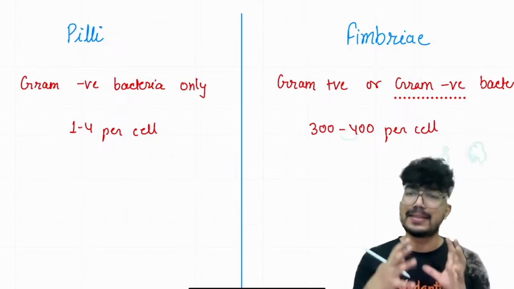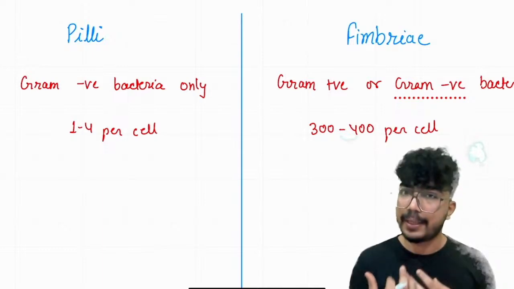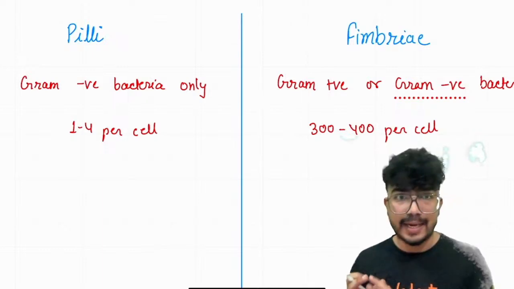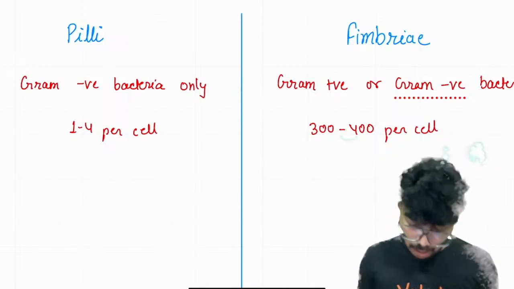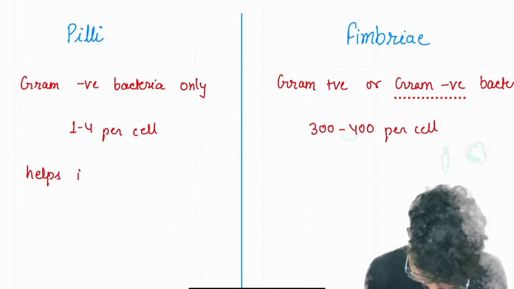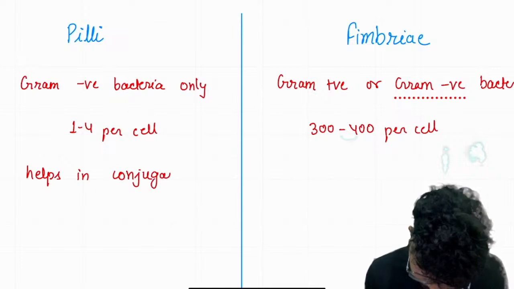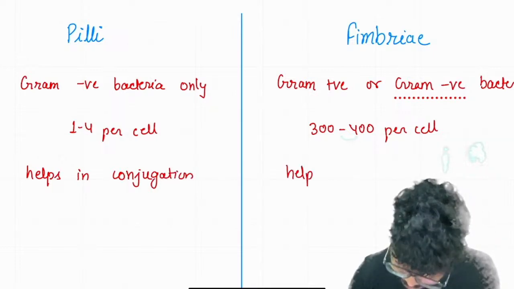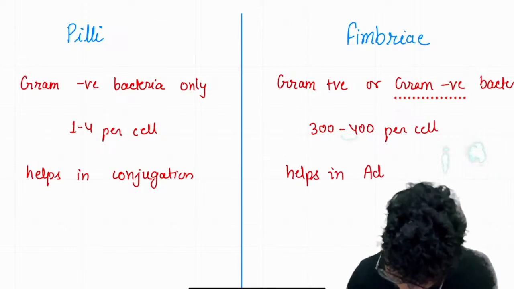Pili basically help in conjugation, which is a type of sexual reproduction found in bacteria, whereas fimbriae are meant for adhesion. Pili is a tubular-like structure. Fimbriae are bristle-like structures. So I'll write: helps in conjugation, and here it helps in adhesion.